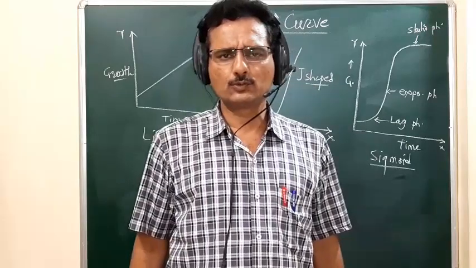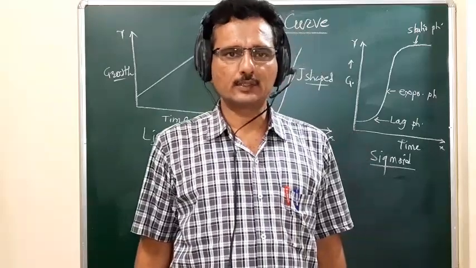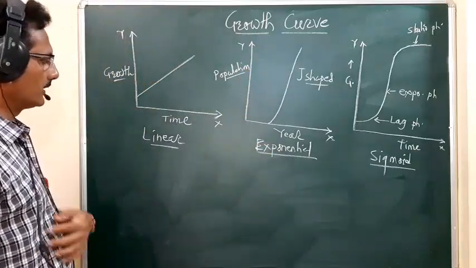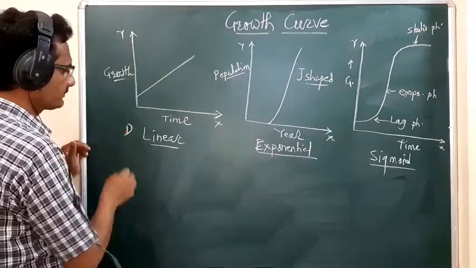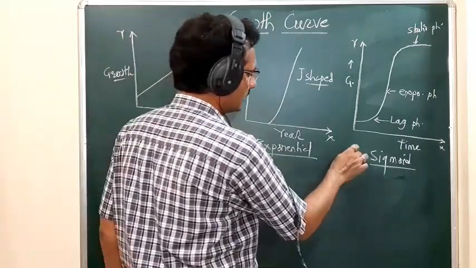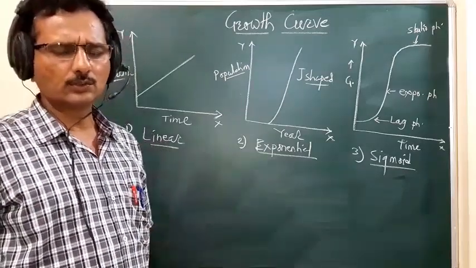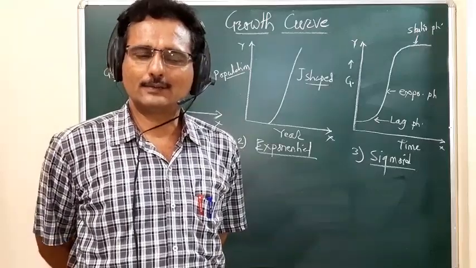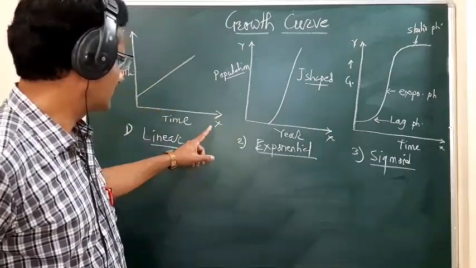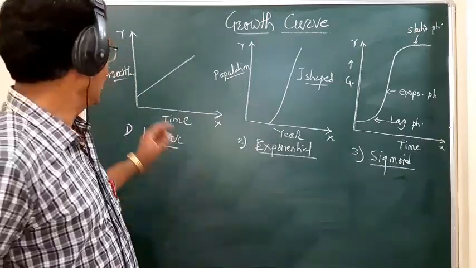These few growth curves are included in your syllabus. There are three different types of growth curves. The first one is the linear growth curve. The second one is the exponential growth curve. And the third one is the sigmoid growth curve. These growth curves are plotted per unit time, meaning time is taken on the x-axis and the growth is shown on the y-axis.